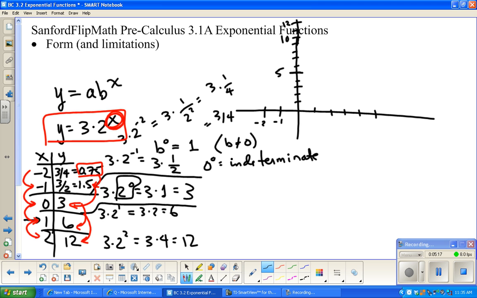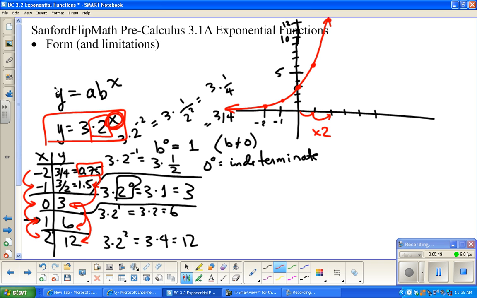Okay, so what we're looking at, 0, 3. I guess I'll make this in red. 0, 3, 1, 6, 2, 12. Negative 1 had 1.5, and negative 2 had 0.75. So what's happening is every time I go to the next x value, I end up doubling, or times 2. And again, that's because this base was 2. Okay, and so it looks something like that.